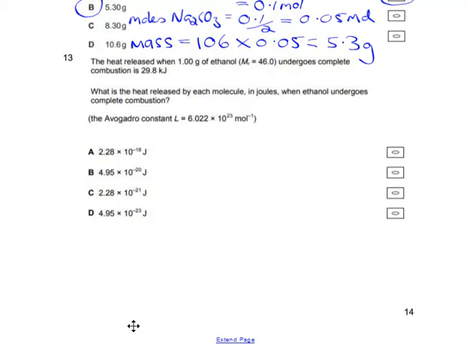Question 13 then. So this is a question that says the heat released by 1 gram of ethanol gives 29.8 kilojoules, and it wants you to calculate the heat released per molecule in joules as well, when it undergoes complete combustion. So first work out the moles of ethanol.